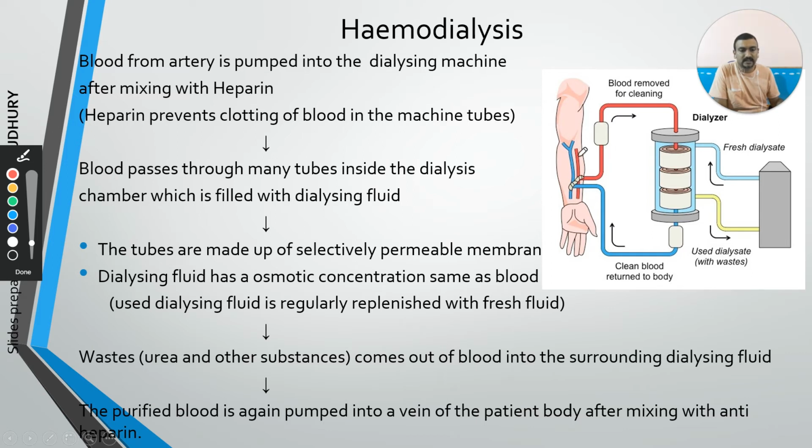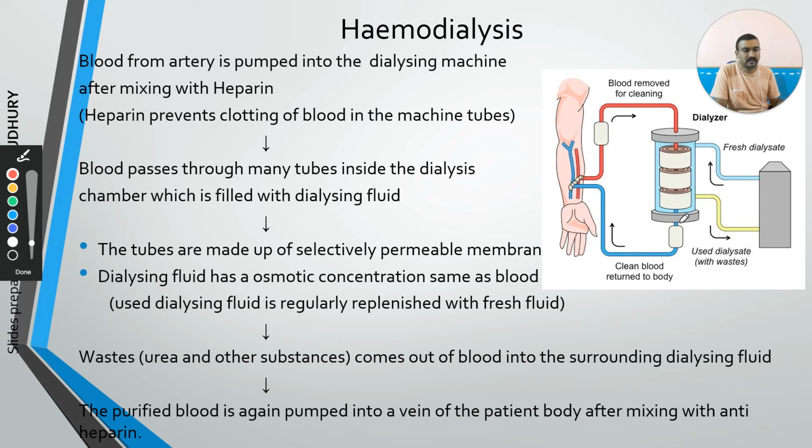Simple, what is done is from an artery, the blood is pumped into this machine, but the blood is mixed with a substance called heparin. Heparin is basically an anticoagulating substance, so it prevents the clotting of the blood in the tubes of the machine. And in this machine, the filtration of the blood is carried out, and the filtered blood is again mixed with an anti-heparin substance that will nullify the effect of heparin and then pumped back into one of the veins of the body. Okay, but in between, in this machine, what happens, please understand.